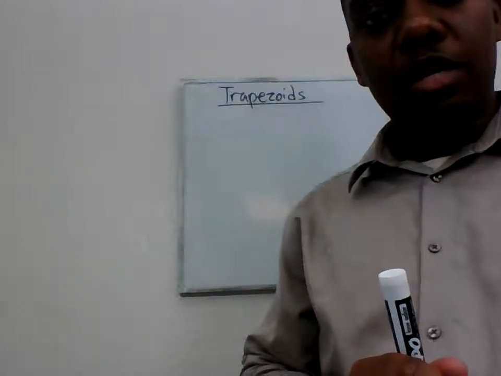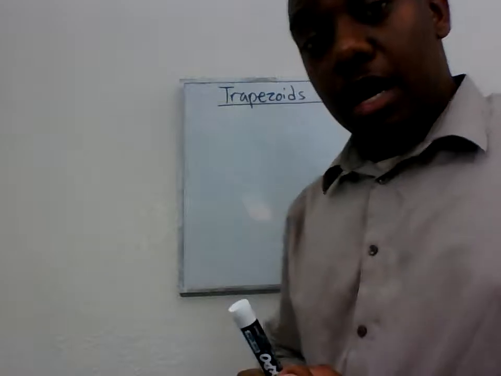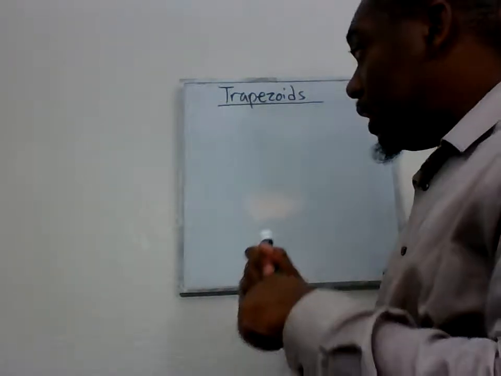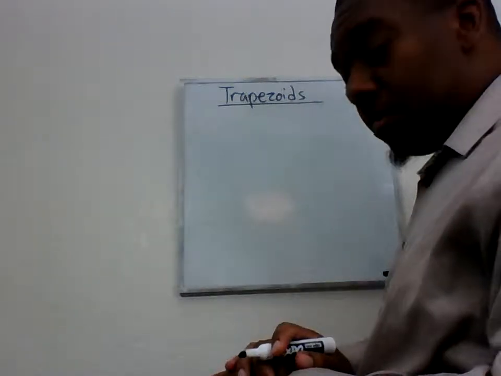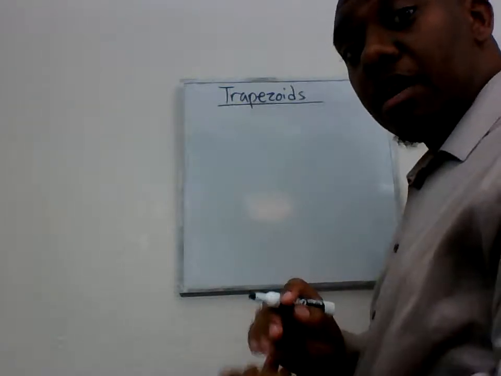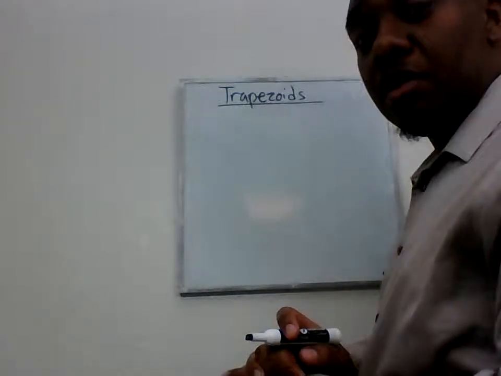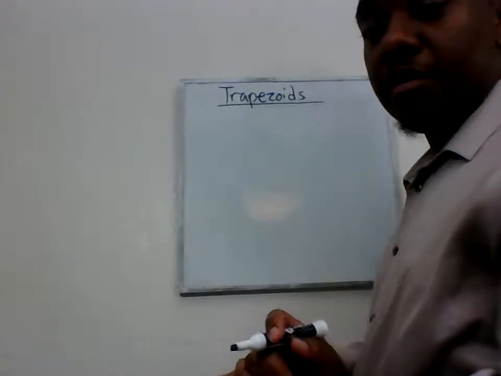Hello, so today we're going to look at trapezoids. A trapezoid, as we saw before, is a quadrilateral that has one pair of opposite sides parallel, meaning that they would never intersect no matter how far you extended them.